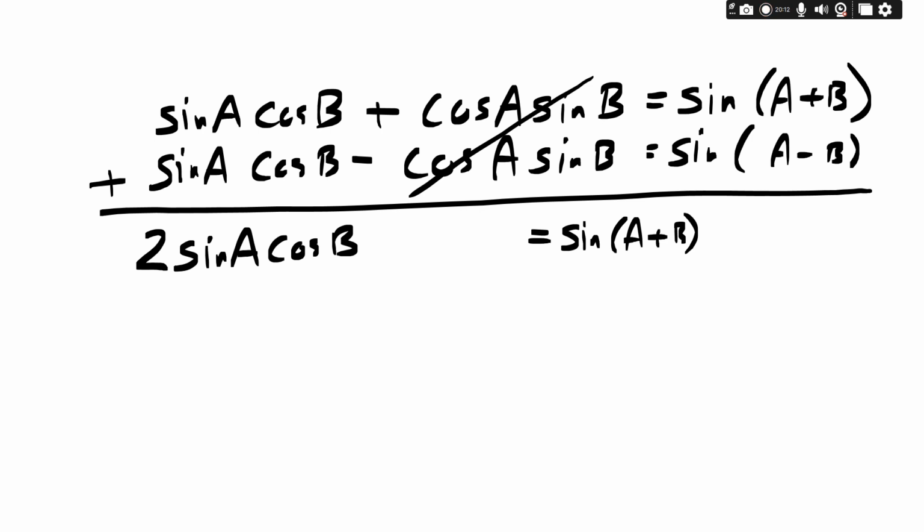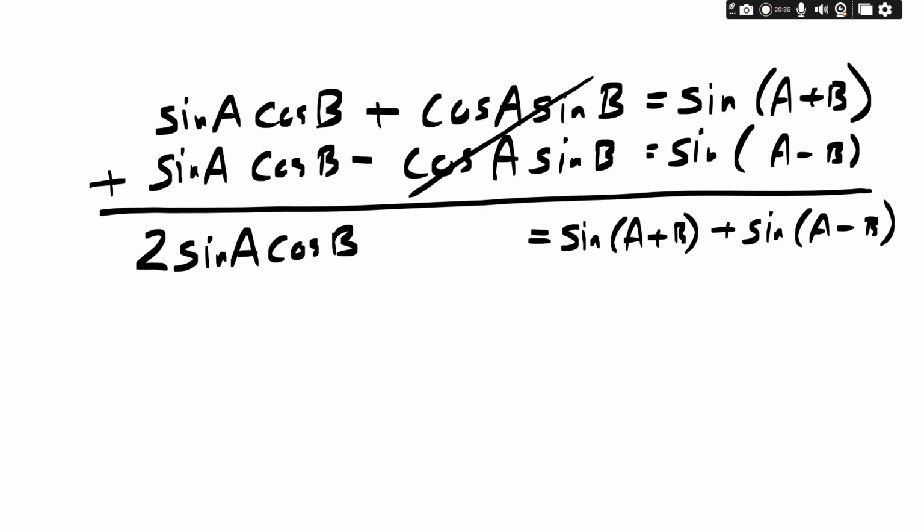2 sine of A cosine B is the same thing as sine of A plus B plus sine of A minus B. Oh, remember we added these together? Wow, look at that. We added these together, but one is a sum identity, one is a difference identity. Okay, one more step.